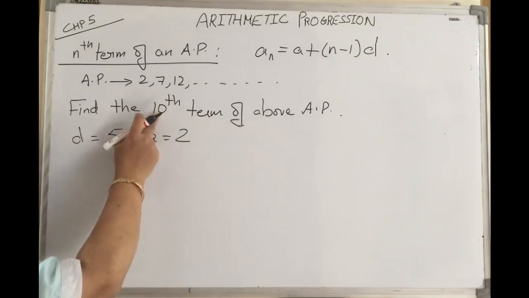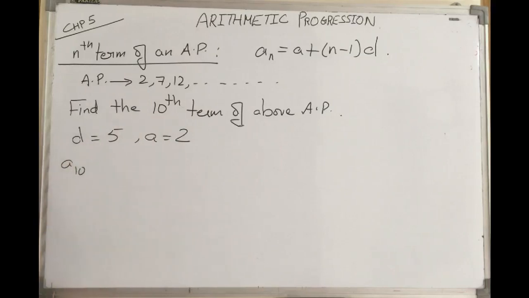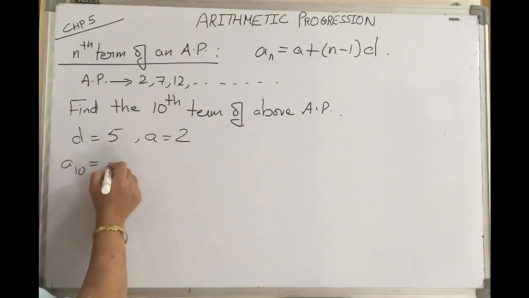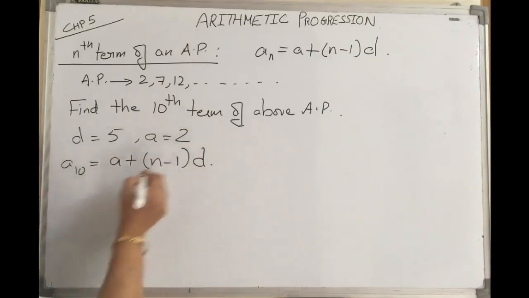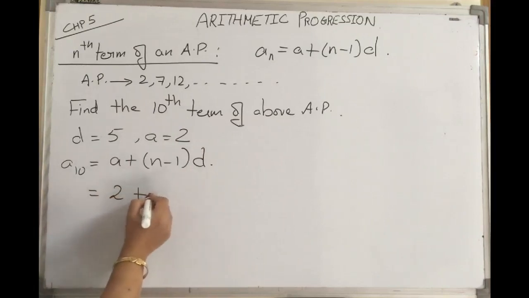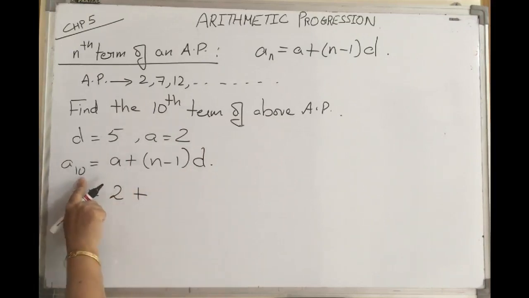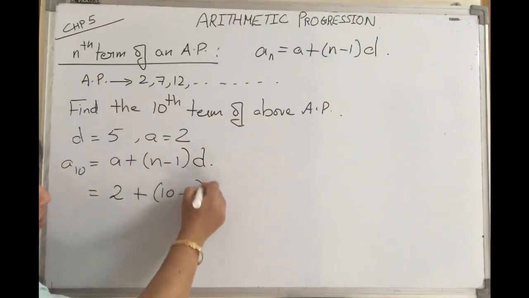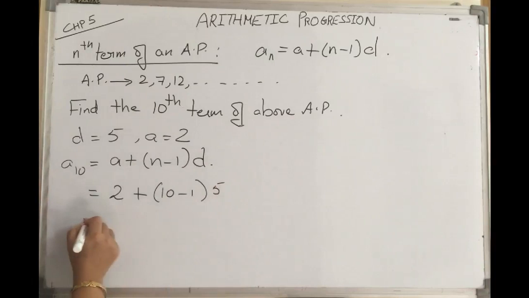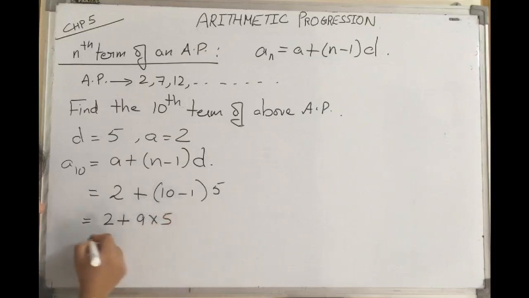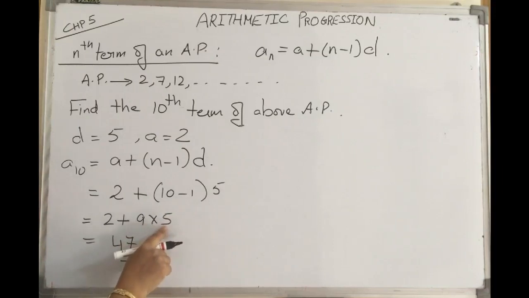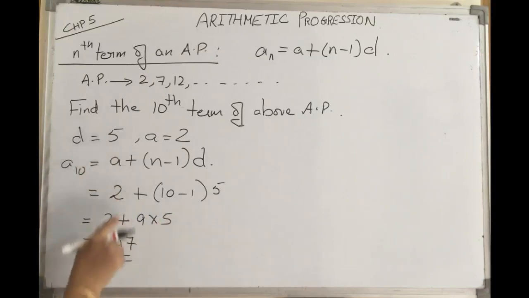Now let's find the 10th term by applying the formula an equal to a plus n minus 1 into d. So a will be 2. 10 minus 1, it will become 9d. So we put the values, we'll get 2 plus 9 into 5. So it will be 2 plus 9 5s are 45. So the final answer will be 47. 9 5s are 45 plus 2, 47, which is the 10th term of this AP.